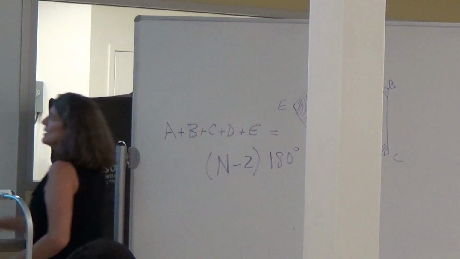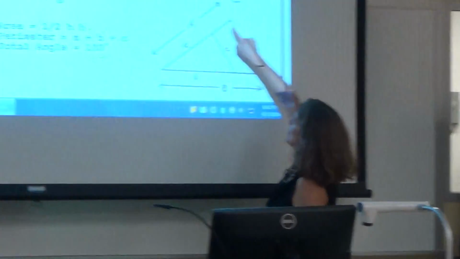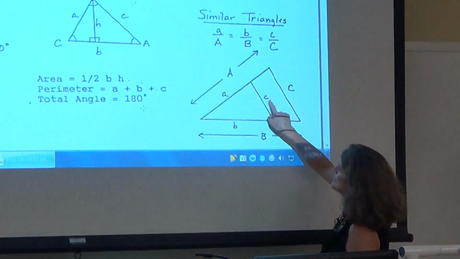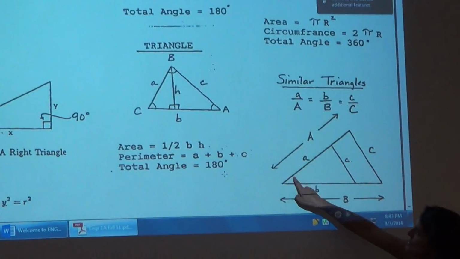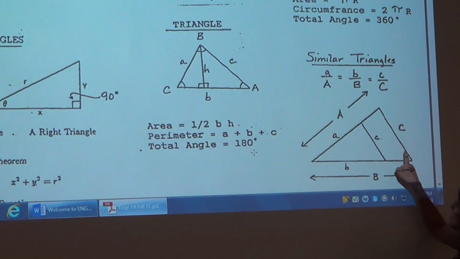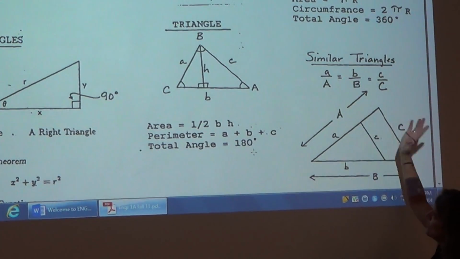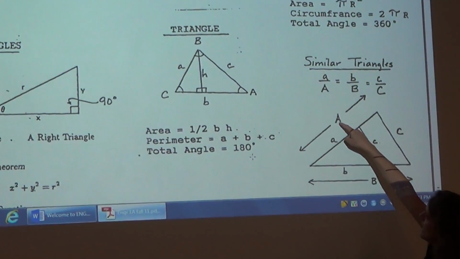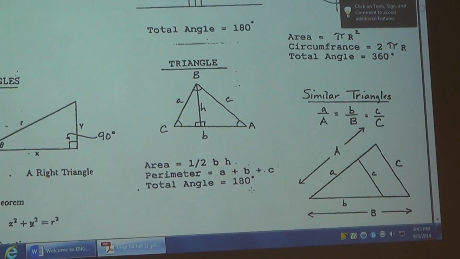Okay, similar triangles, we use this a lot. So we have a little triangle and then a large triangle. What's the same between these two triangles? The angles. This angle is the same as that angle, and this angle is the same as that angle, right? Because they're similar triangles, you can make a ratio. Little a to big A is the same as little b to big B, or little c to big C.